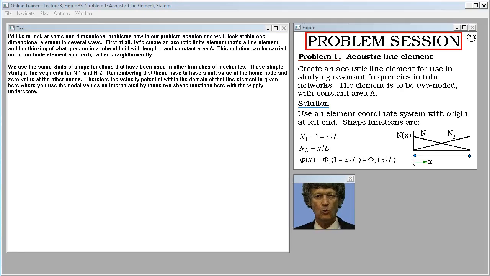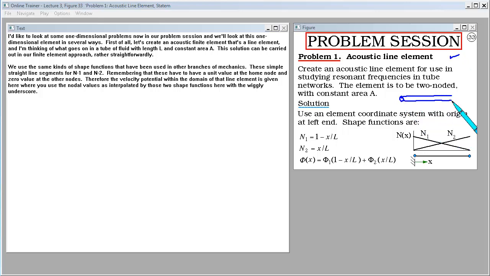I'd like to look at some one-dimensional problems now in our problem session, and we'll look at this one-dimensional element in several ways. First of all, let's create an acoustic finite element that's a line element, and I'm thinking of what goes on in a tube of fluid with length L and constant area A. This solution can be carried out in our finite element approach rather straightforwardly.